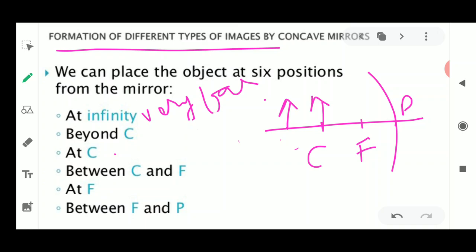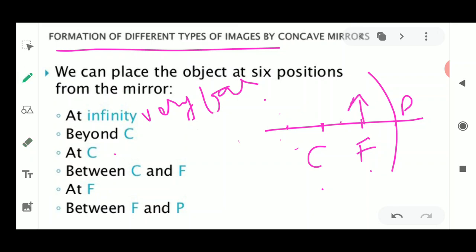Now between C and F means between the center of curvature and the focus. It will be drawn like this. I will just show you how to draw it. Let me rub this off so that it does not confuse you. Here, this is the center of curvature and F is the focus. So somewhere here in between C and F, the center of curvature and focus. Next is at focus. If the object is placed at focus, it might be kept here at F.